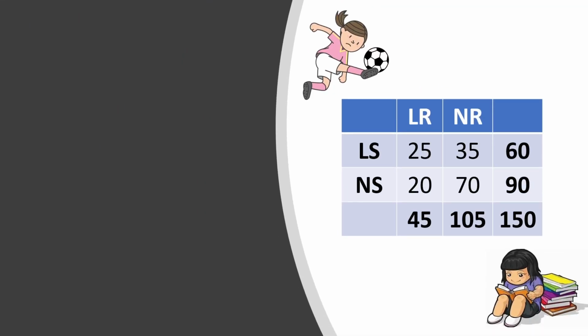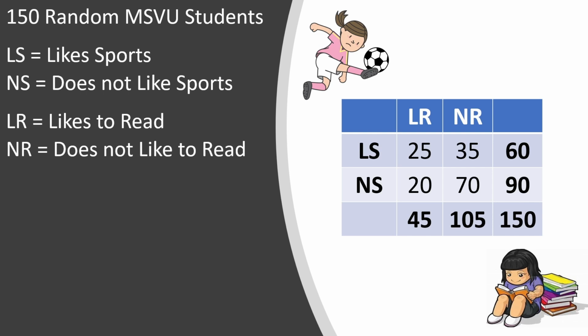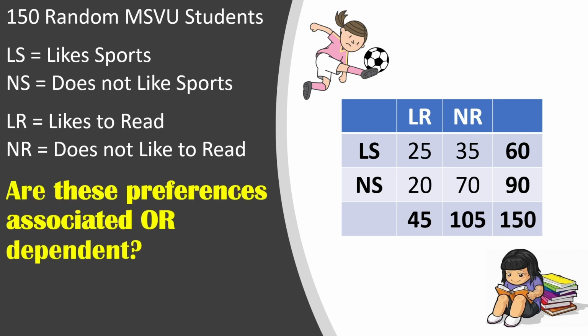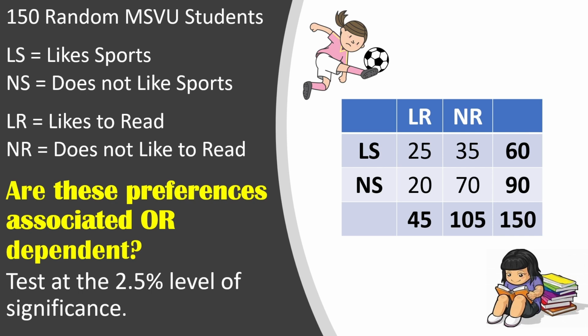And so here's a scenario. Let's just pretend that we interviewed 150 randomly selected MSVU students. And we're going to ask them about two things. First, do you like sports or not? So that's one categorical variable. And then we're going to ask, do you like to read or not? That's the second categorical variable. So you see we have a sample from one population, two categorical variables. We're going to ask the question, are these preferences, the reading preferences and the sports preferences, associated or dependent? And we're going to test at the 2.5% level of significance.